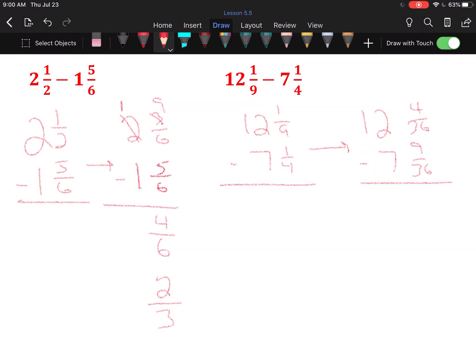Now, 4 minus 9 doesn't work. So I'm going to borrow from the 12. And yeah, I'm going to treat the 12 as a single number. 12 becomes 11. 4 doesn't become 14. It becomes 40. 36 plus 4 is 40. 40 minus 9 is 31 over 36. 11 minus 7 is 4. 31 and 36 don't simplify, so we are done with this problem.